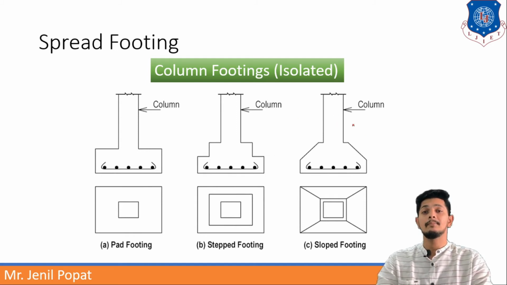In third case, column is in a sloped or chamfered, or we can say tapered shape, that is a tapered footing. You can see it in the plan also. So these are isolated footings, or these are also types of column footings. Let us move forward.